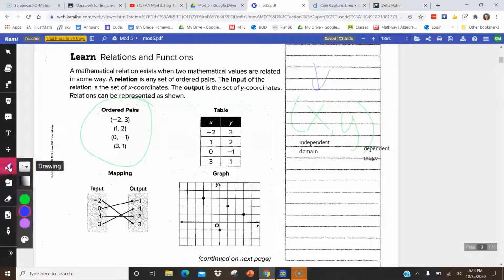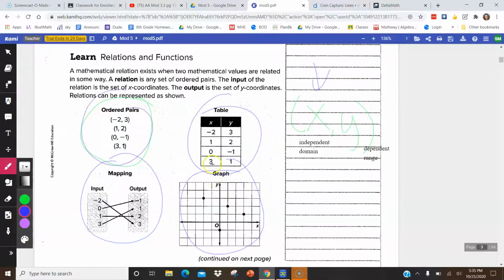Let's take a look at this table. -2 goes with 3, 1 goes with 2, 0 goes with -1, 3 goes with 1. That's how we show our different relations with a table. And then with the graph, here are my ordered pairs: (1, 2), (3, 1), (0, -1), and (-2, 3). That's how I show it with the graph. So there are different ways of showing it: the graph, table, mapping diagram, and ordered pairs. The relation is a set of ordered pairs. We have our inputs, which are x values, and our outputs, which are y values.